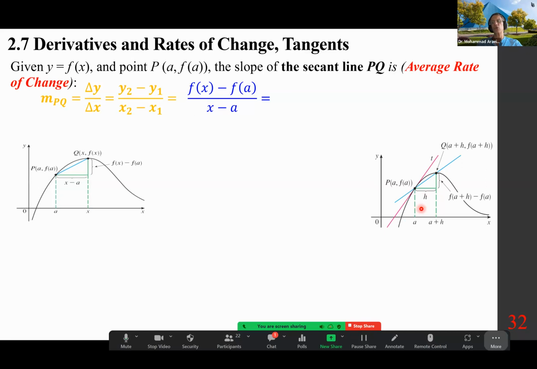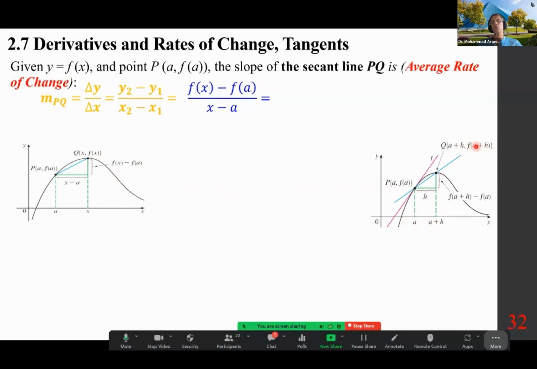When we go with this format, take a look. Instead of over here, we go with f of x. Let's call this distance h. By the way, over here, this is the rise, f of x minus f of a. This is the run, x minus a. Over here, this distance, we're going to call it h. The run is h, and therefore, if this is a, this is a plus h. So for Q, the coordinates are a plus h and f of a plus h.